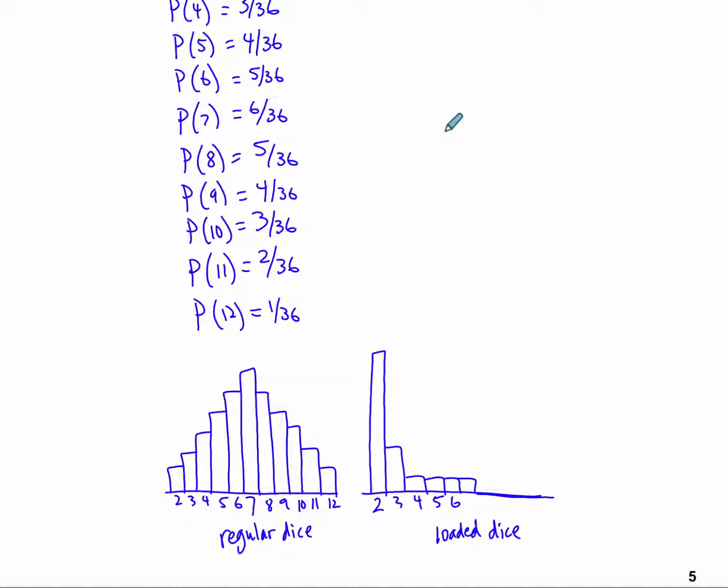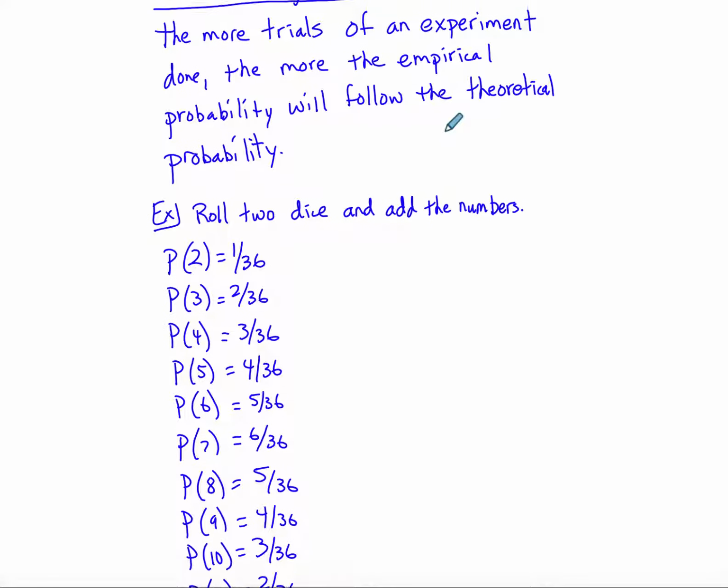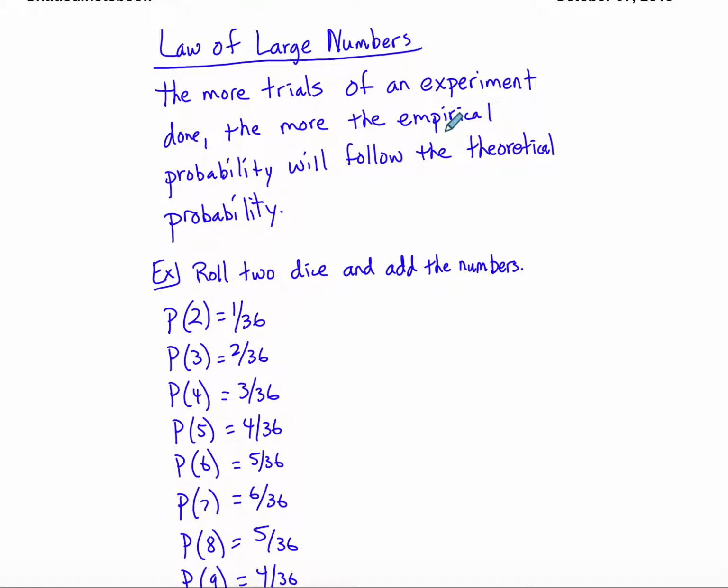So that's what the law of large numbers is used for. If you want to know if something actually is fair and follows what we think should happen, then you can do the experiment over and over again, and then you'll see what the probabilities really are, and you can see if they actually match. So you can tell if something's fair or not.